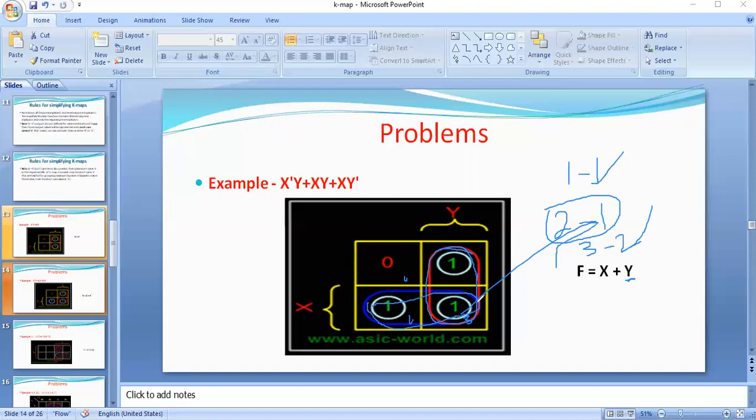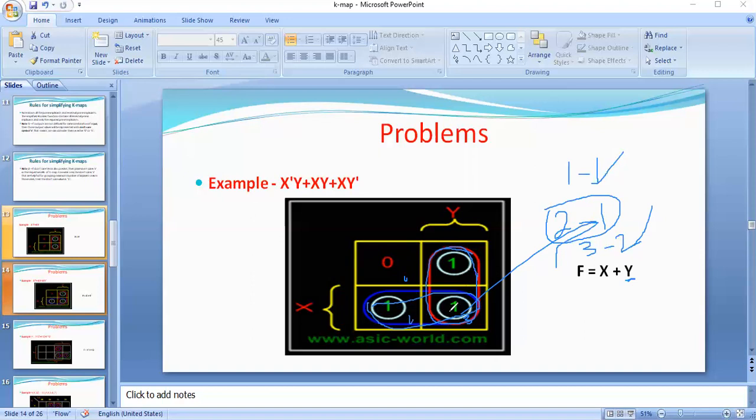What is the maximum number of grouping in this map? Only 2 variables we may group. So we group 2 with 3, and that is the only possibility. We cannot do 4, we cannot do 8, we cannot do 16, because there is no possibility.